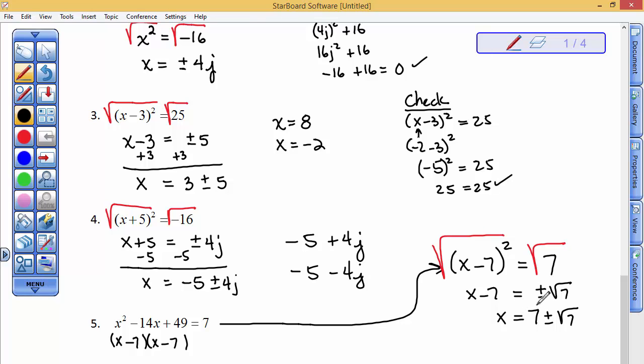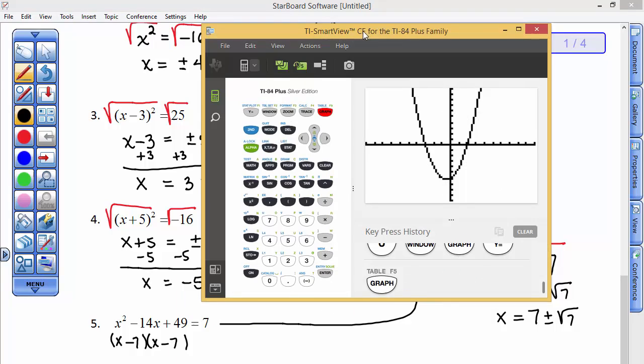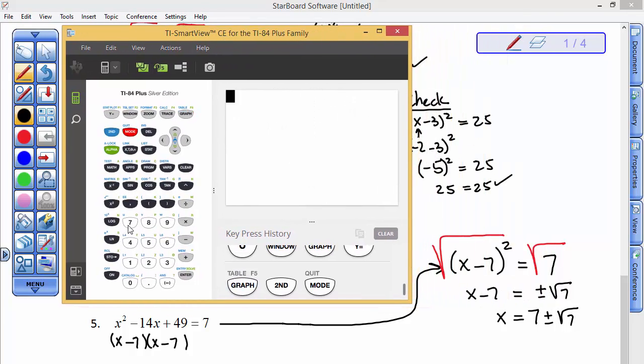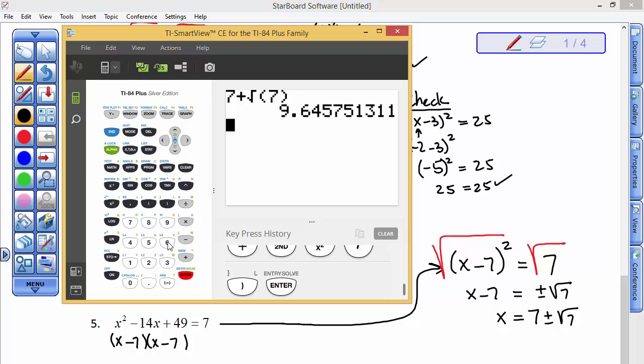And so my two answers are 7 plus the square root of 7, and 7 minus the square root of 7. Those are my two answers, 9.6 and 4.35.